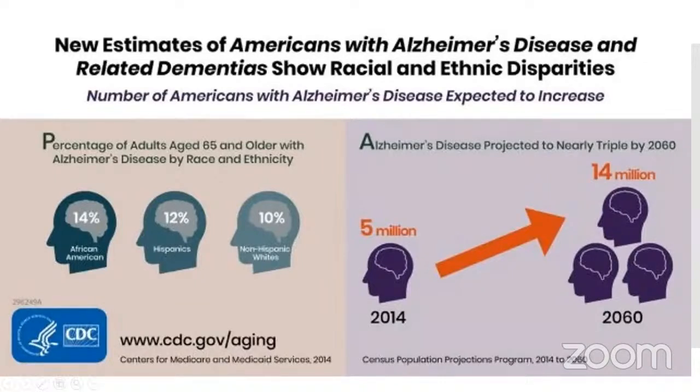If in 2014 there were 5 million people with Alzheimer's disease, and this keeps going on, it will reach 14 million people by 2060, which is really a big deal. I want to say another thing. They found that among all people who have Alzheimer's disease, two-thirds of them are women.